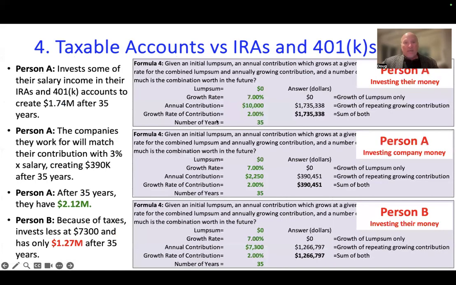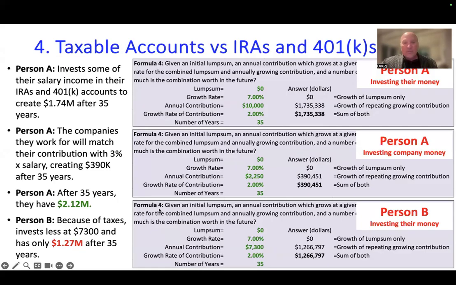So person B is investing $7,300 per year. We're going to say their salary is going to keep up with the cost of living, at least up with inflation. So we're going to grow their income at 2% a year, which means they can grow the 7,300 contribution at 2% a year for 35 years. And let's just say conservatively, over a 35-year period, the market performs at 7%. Again, you'll learn later on that market performance over decades and decades has been better than that, but still we're going to be conservative in our thought process here.